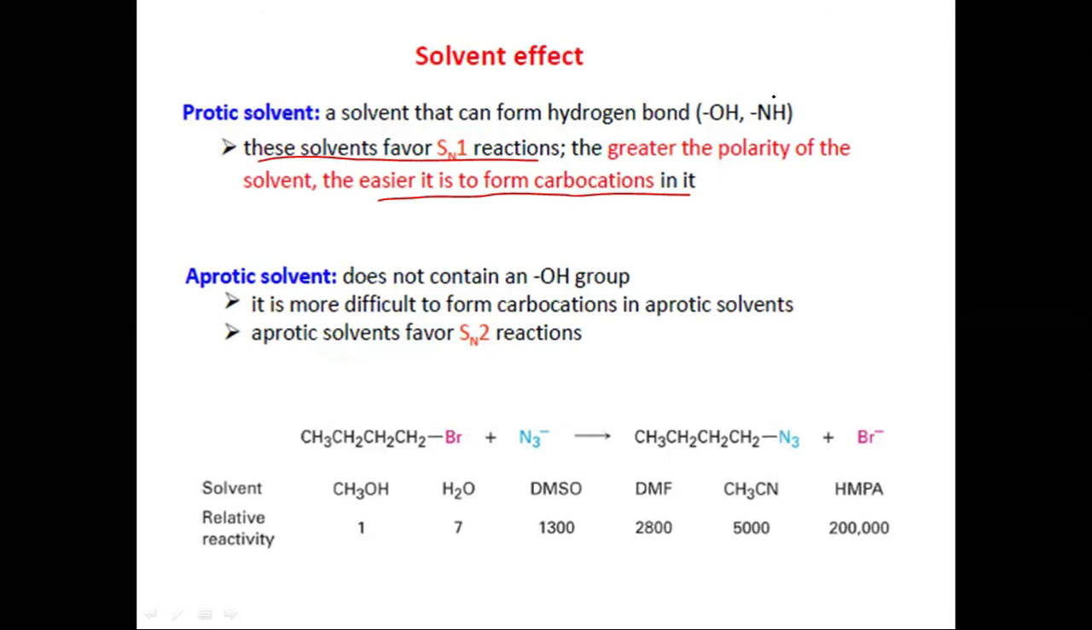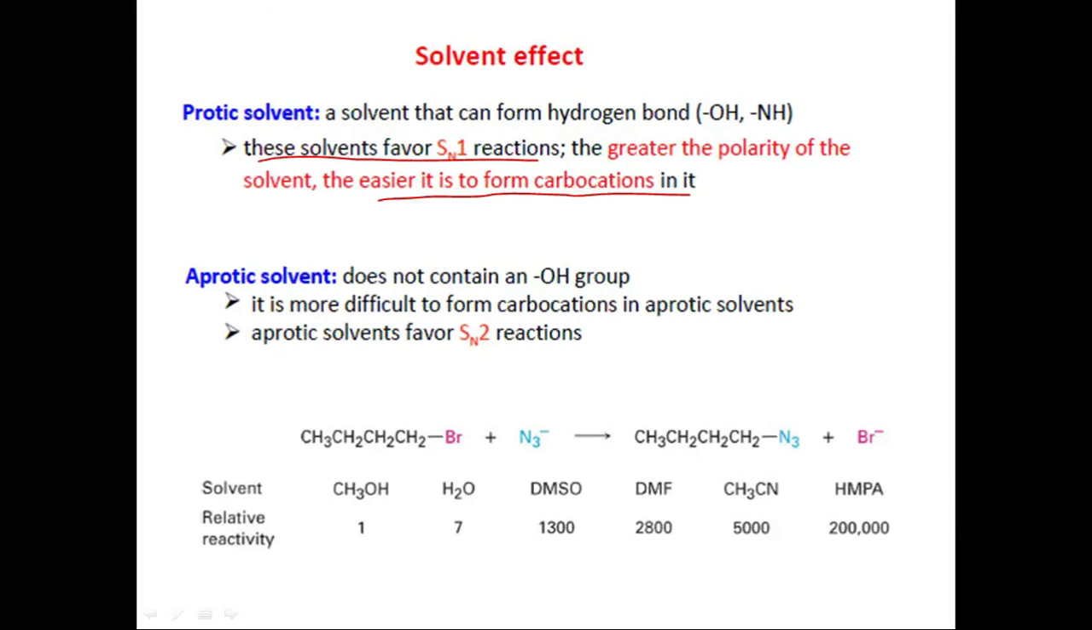It can easily donate a proton, and thereby it stabilizes the formed carbocation. That's why you always need to use a protic solvent. Protic solvents in SN1 reaction are favored over aprotic solvents. The greater the polarity of the solvent, the easier the formation of the carbocation during the reaction.